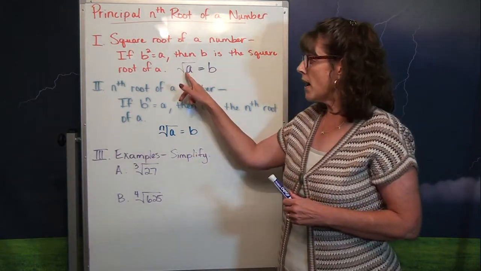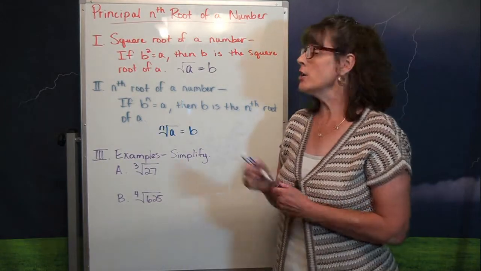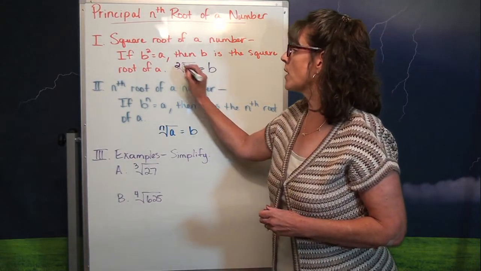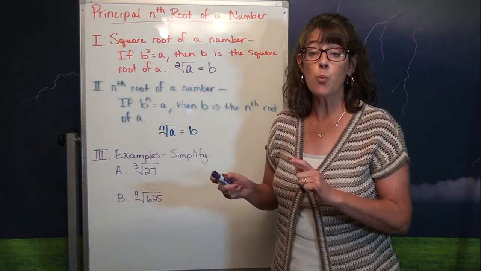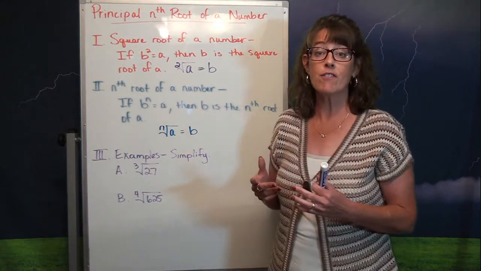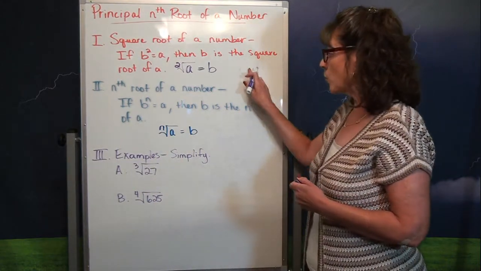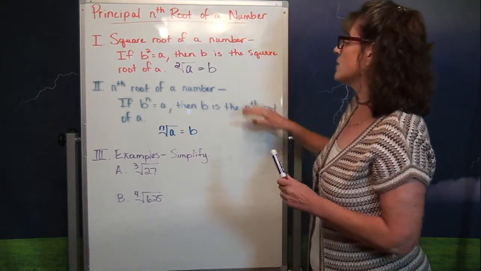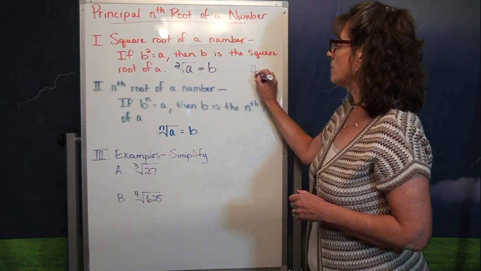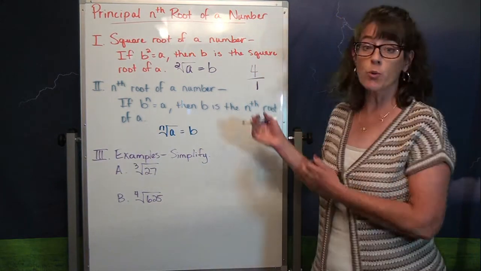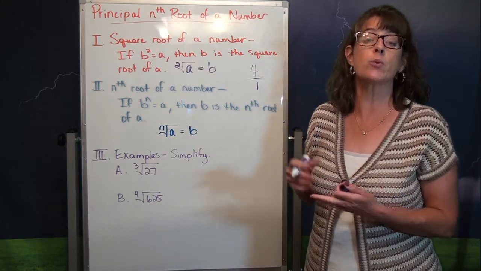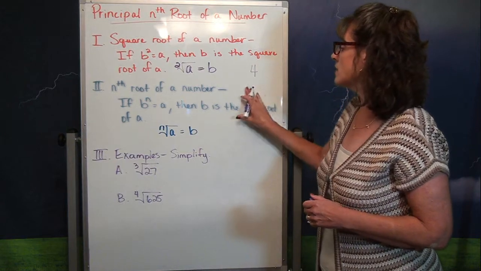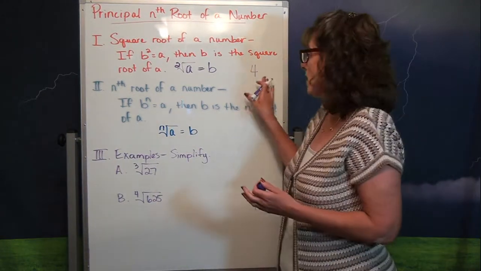Now, when you have a square root, there is an understood 2 sitting right here. And that is why we just don't show it. Kind of like if you have a variable like an x, and there's a 1 sitting in front of it, you don't show the 1 that's in front. Or say, for instance, if you have a fraction, like perhaps a 4, when it's over a 1, you don't need to show the 1 that's underneath. There are oftentimes things that you just don't have to show.